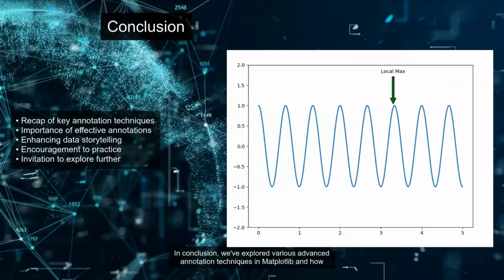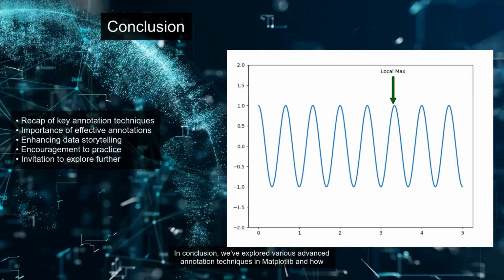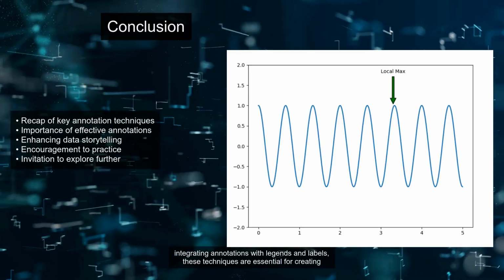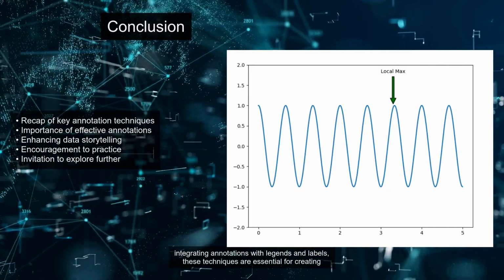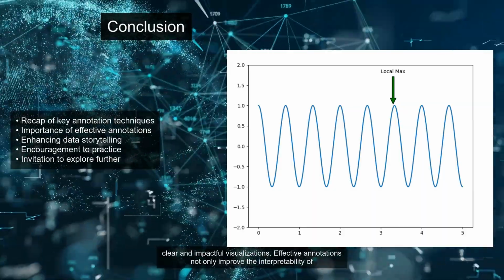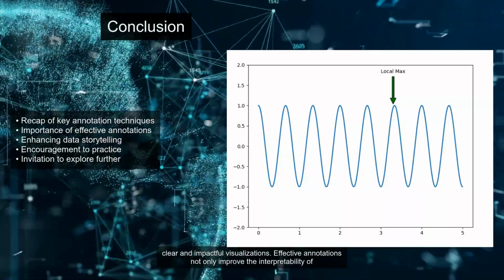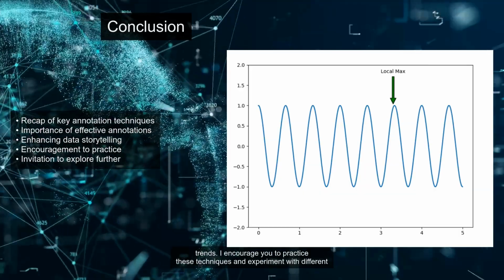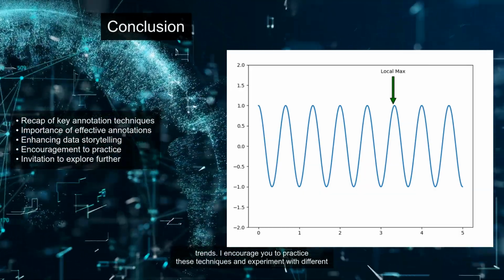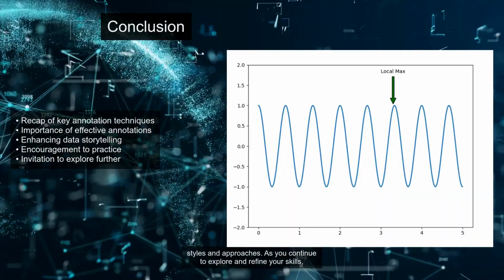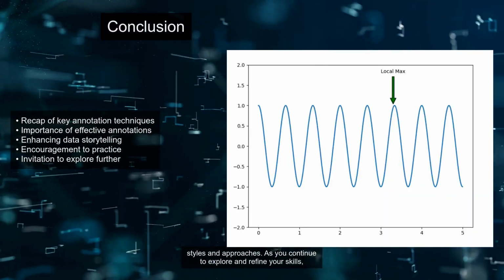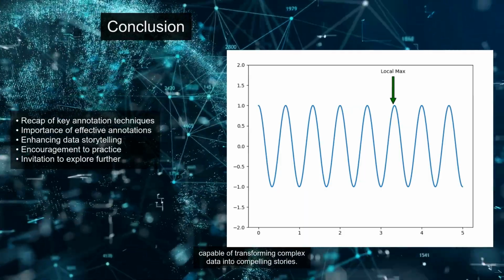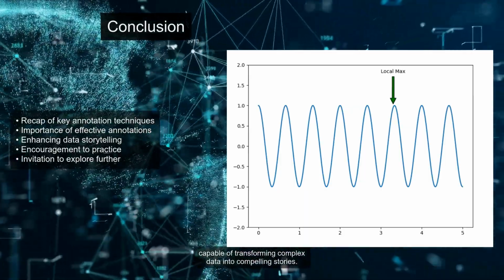In conclusion, we've explored various advanced annotation techniques in Matplotlib and how they can enhance your data storytelling. From using basic text effectively to integrating annotations with legends and labels, these techniques are essential for creating clear and impactful visualizations. Effective annotations not only improve the interpretability of your charts but also engage your audience by highlighting key insights and trends. I encourage you to practice these techniques and experiment with different styles and approaches. As you continue to explore and refine your skills, you'll find that annotations are powerful tools in your data visualization toolkit, capable of transforming complex data into compelling stories.